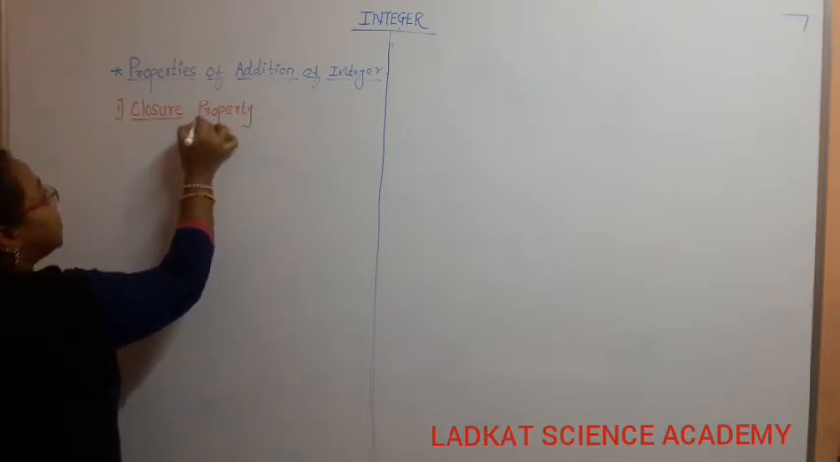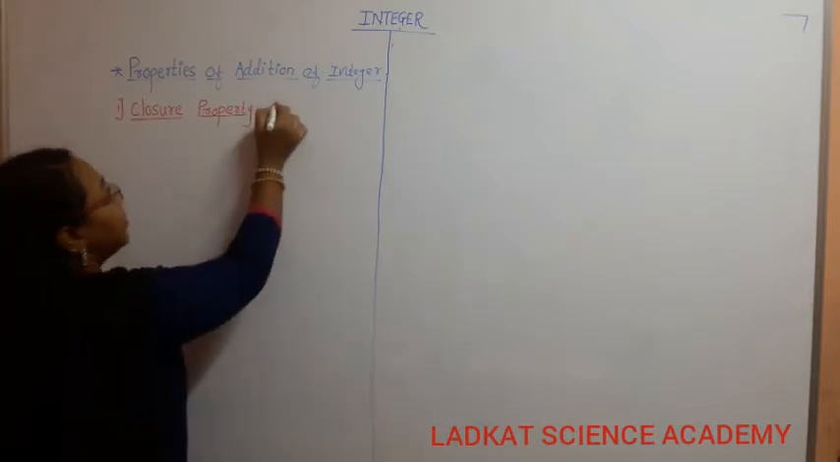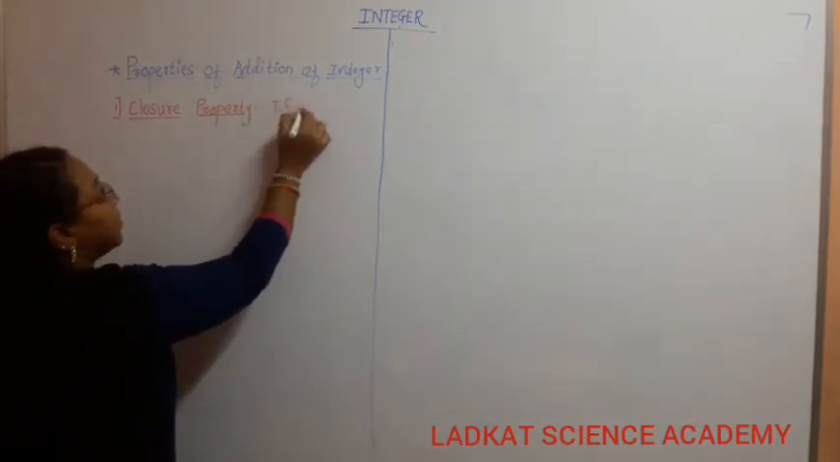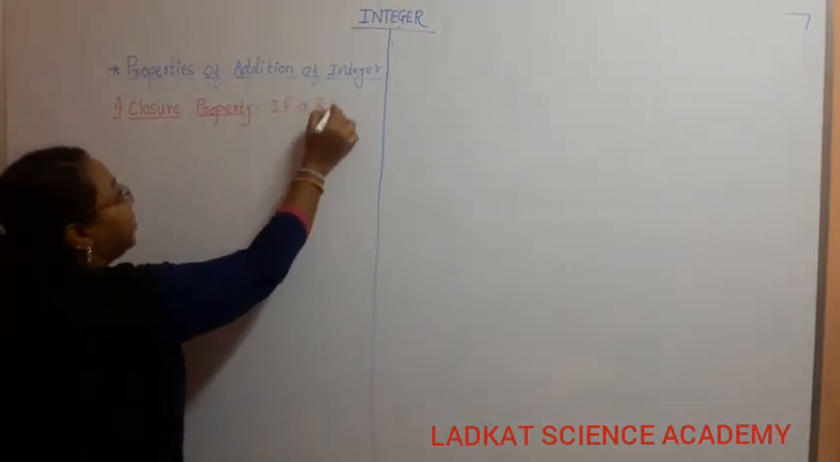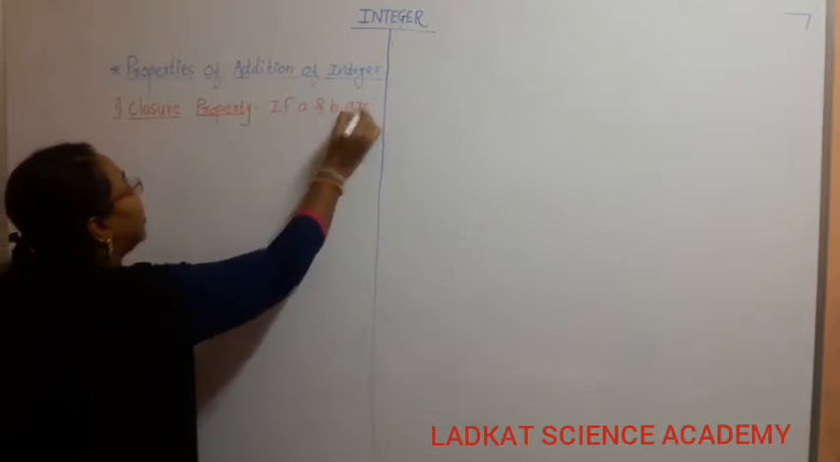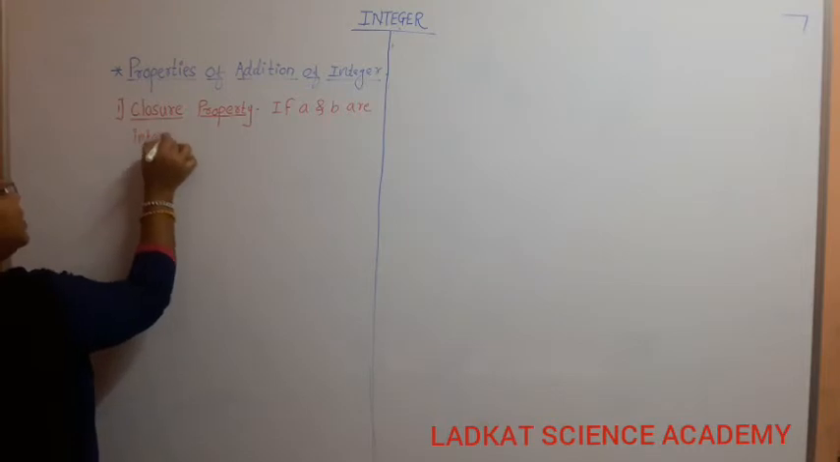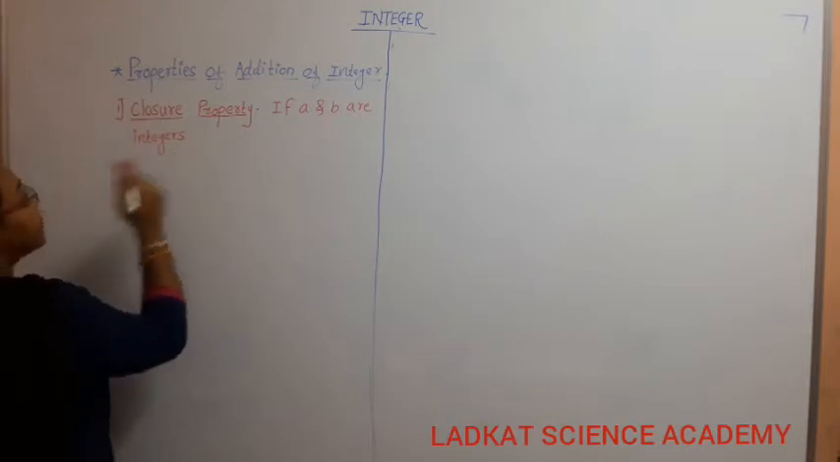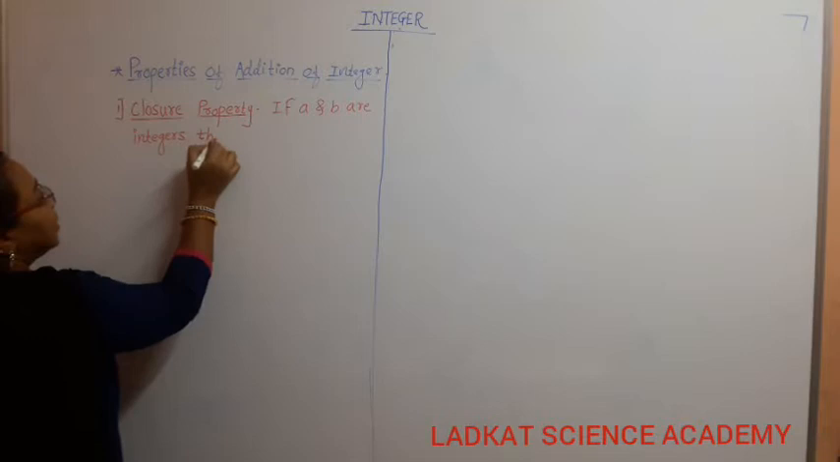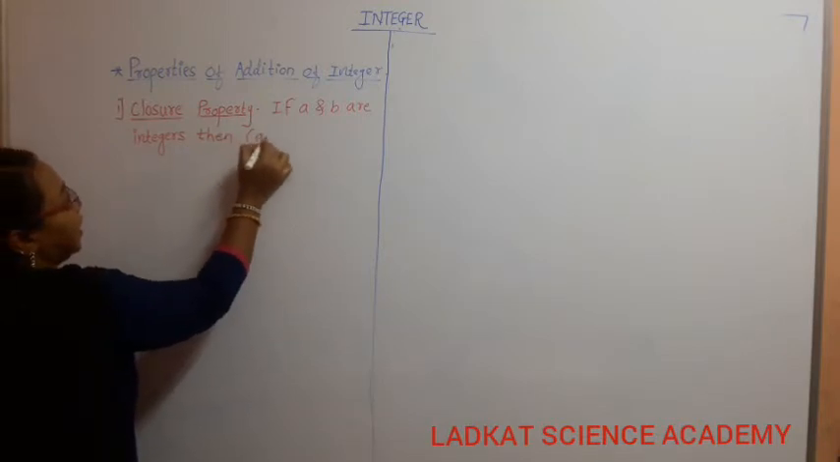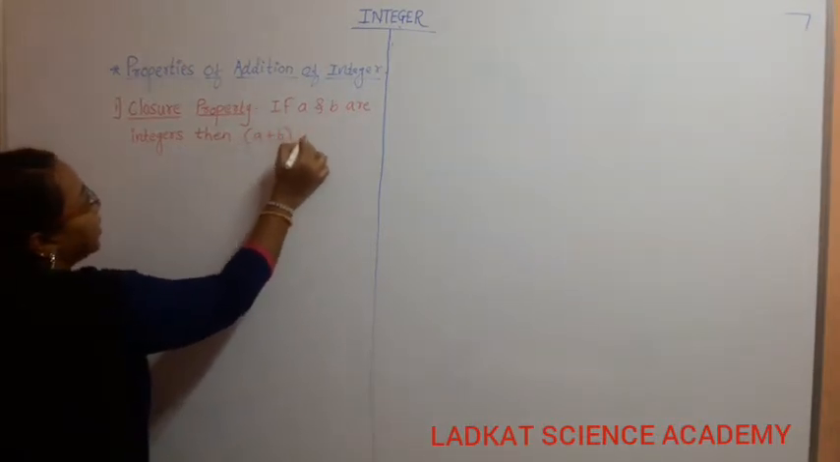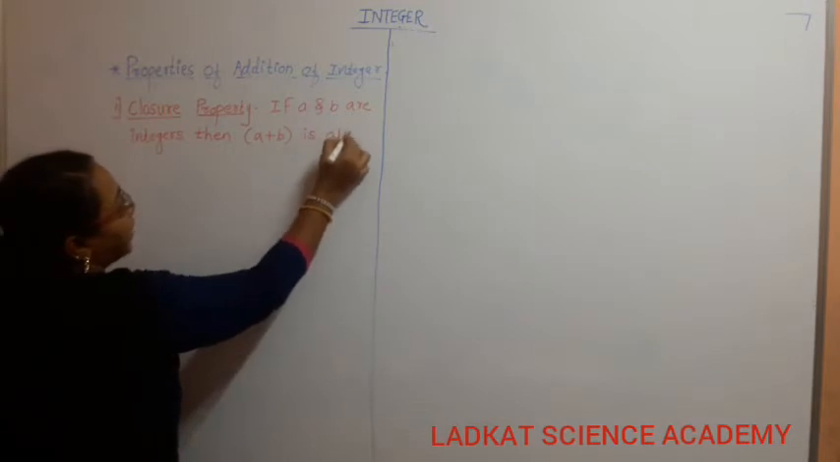In that, first we will see the statement. If A and B are integers, then A plus B is always an integer.